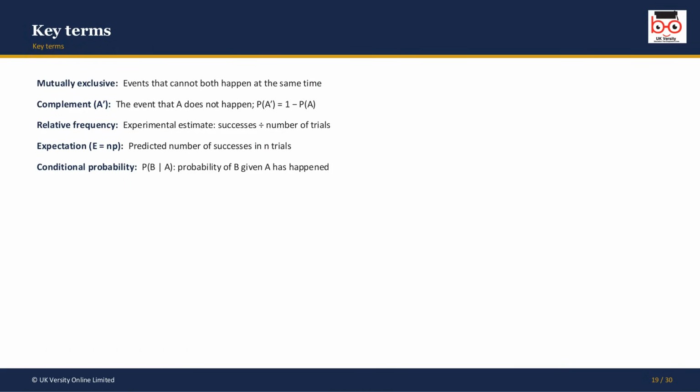Let's gather some terms. Mutually exclusive events are ones that can't both happen at the same time. The complement, A dash, is the event that A doesn't happen, with probability 1 minus the probability of A. Relative frequency is that experimental estimate, successes over trials. Expectation, E = np, is the predicted number of successes in n trials. And conditional probability, the probability of B given A, is the chance of B once A has already happened.